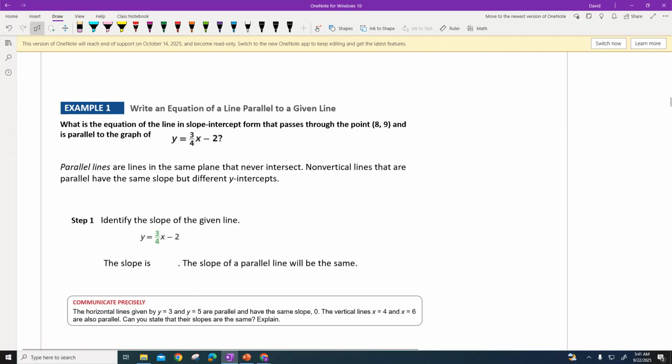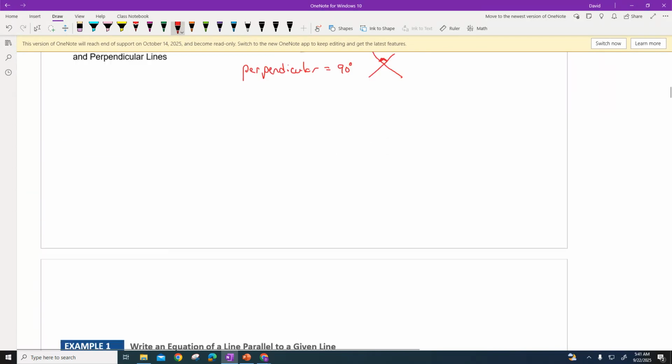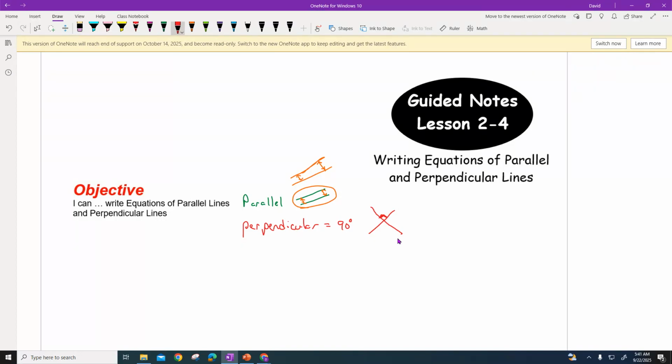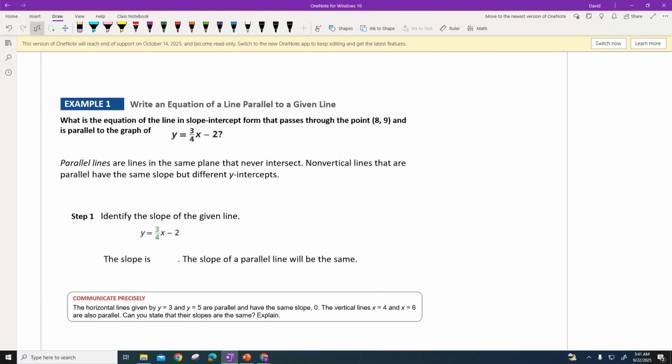Alright, so let's see. Parallel lines, let's just say up here the slope is an up 1 over 3. Well then my slope on this guy also has to be an up 1 over 3. So slopes on parallel lines, this is an easy one to remember, have to be the same. That's from last year as well. But now we have this equation, and they said, I want it parallel, but it needs to go through this coordinate, 8, 9. Parallel lines have the same plane, they never intersect. Non-vertical lines that are parallel have the same slope, but different y-intercepts.